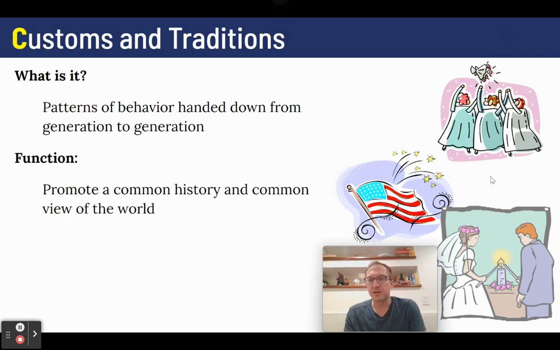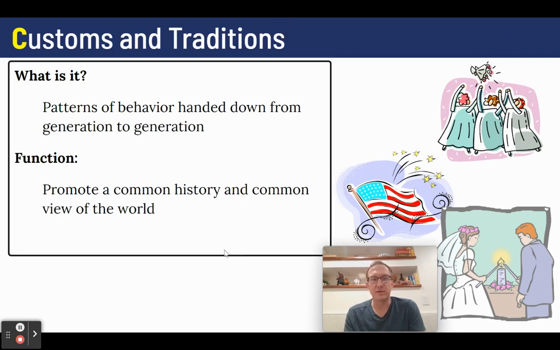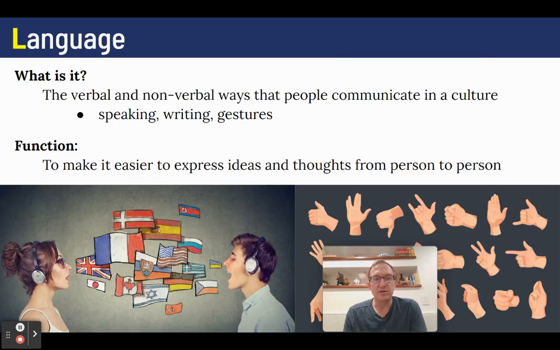But those are some that are kind of personal to me and what I've experienced in my own culture. Now, language is also something that's really important in culture because it's how we communicate with each other. There are verbal and nonverbal ways that people communicate in a culture.